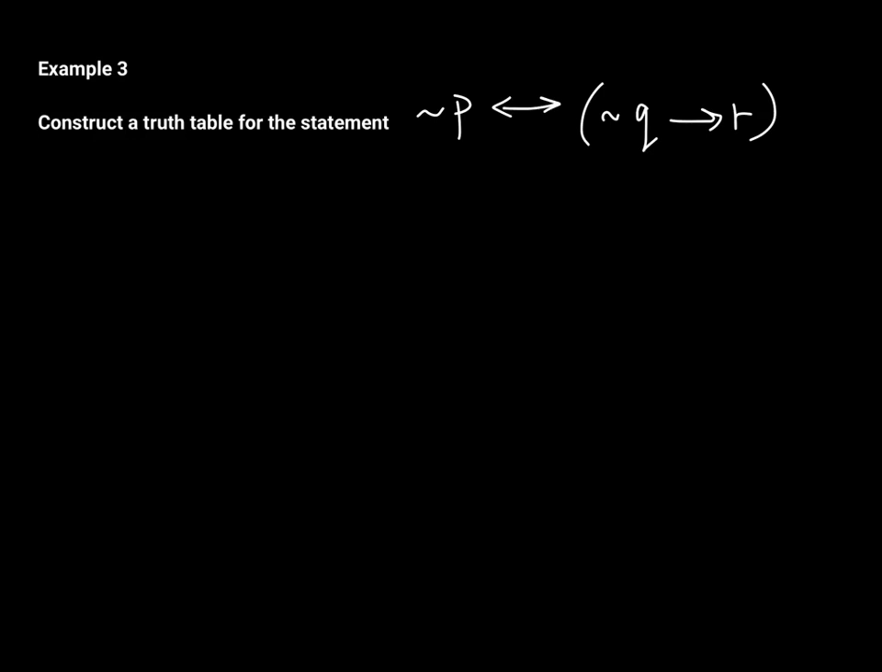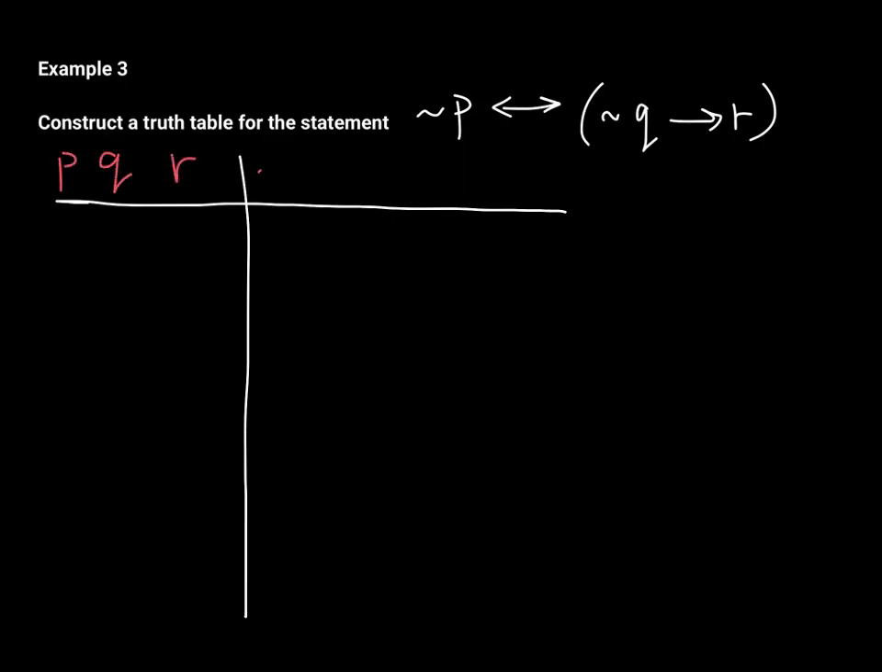All right, let's construct a truth table for this statement. Not P if and only if not Q, then R. All right, the outermost is a biconditional, so therefore the answer column will be underneath this symbol. All right, let's get started. It'd be really cool if you remember that since we have 3 statements here, P, Q, and R, you're going to have 8 cases. All right, so we have P, Q, and R up here.